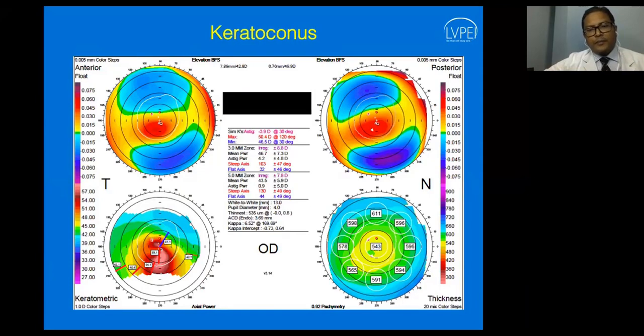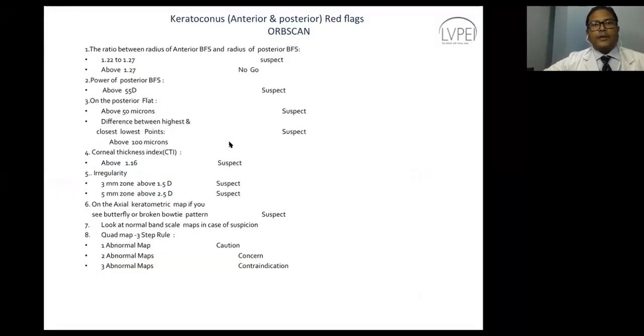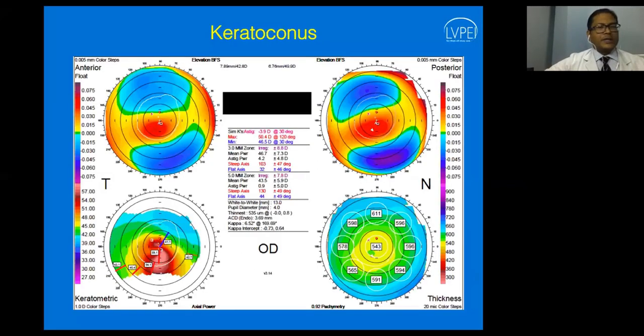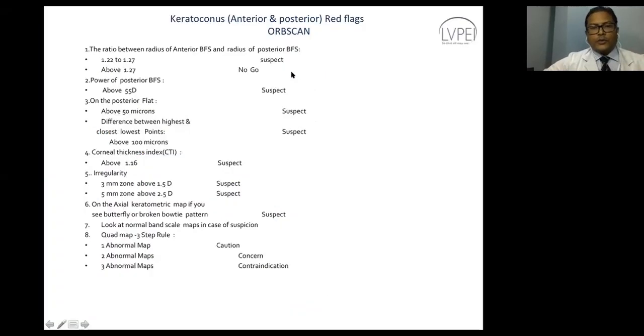If you look at this OPSCAN map, this is quite obviously a keratoconic eye. And there are a set of red flags which are important in interpreting the OPSCAN. One is the ratio of the anterior to the posterior best fit sphere. This should not be above 1.27. So I'm talking basically about the elevation BFS, which is 42.8 for the anterior float, and it is 49.9 for the posterior float. As per these red flags for the OPSCAN, this ratio should not be more than 1.27.